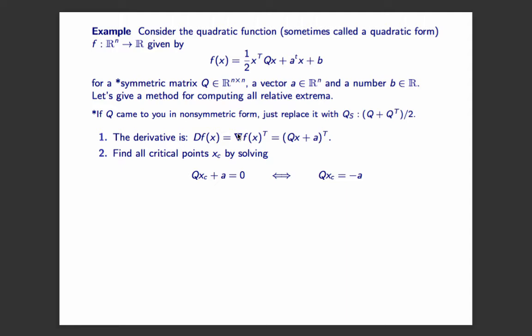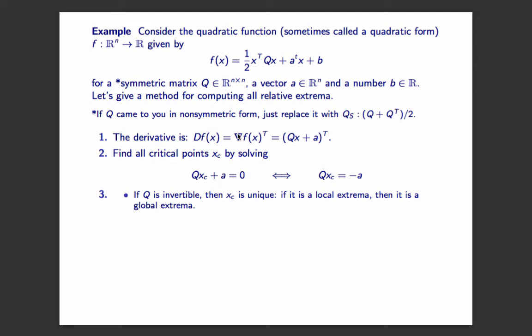That would be equivalent, for this problem, to solving Q times xc equals negative a. So solve a linear system. That makes sense. If I'm trying to find where the derivative of a quadratic is 0, the derivative should be linear, and solving that would require solving a linear system, which is exactly what we have.